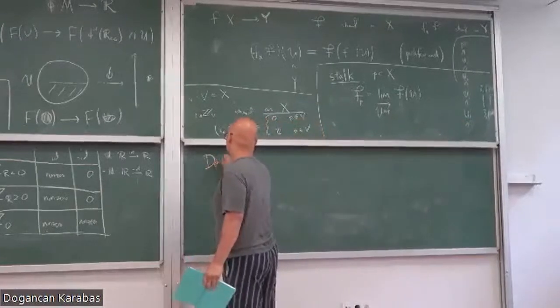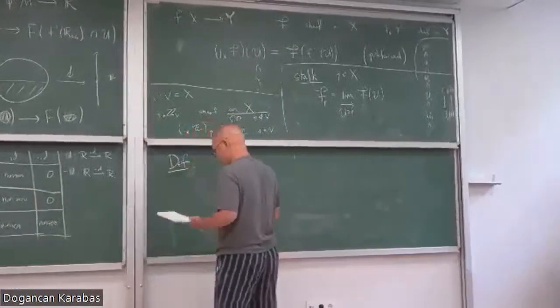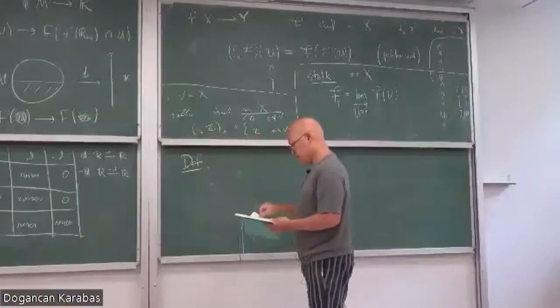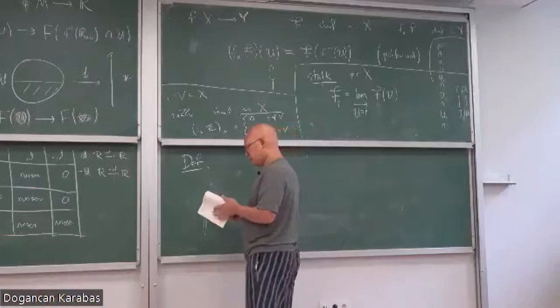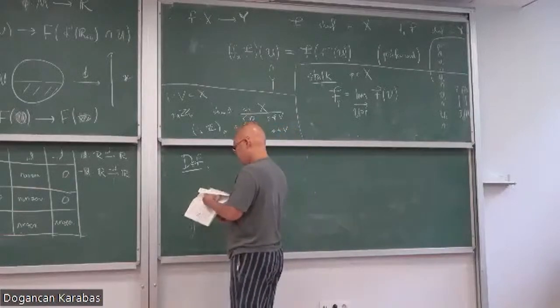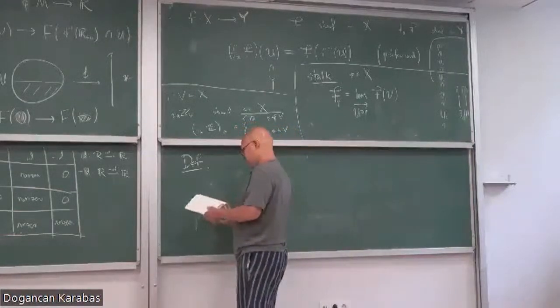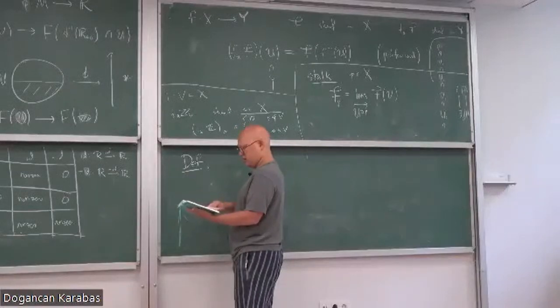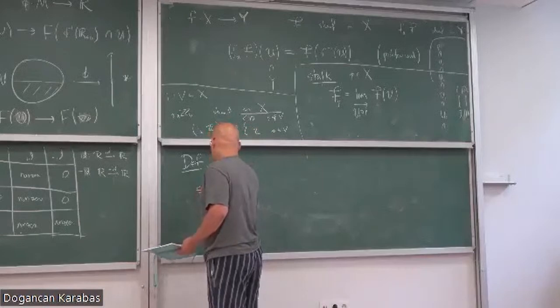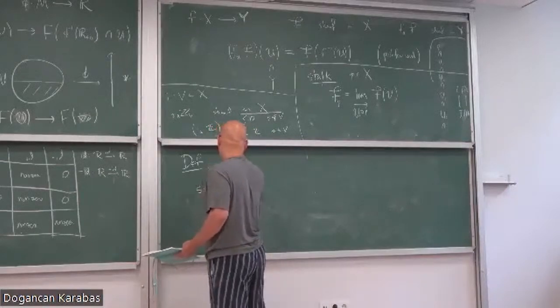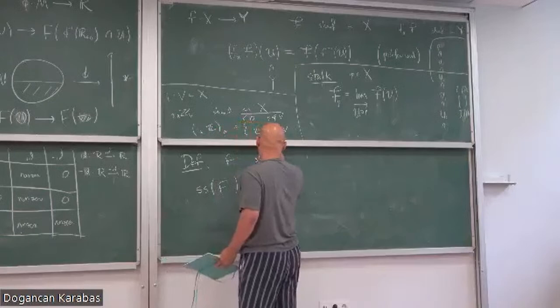Definition. I've written this definition. Here we are. The microsupport of a sheaf F, where F is a sheaf on M.